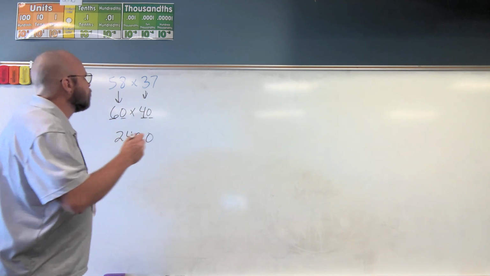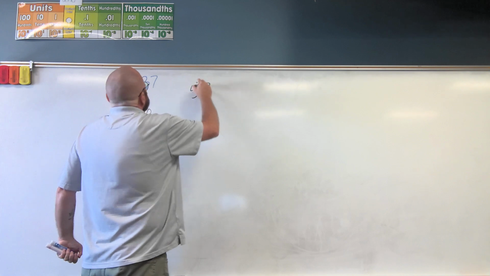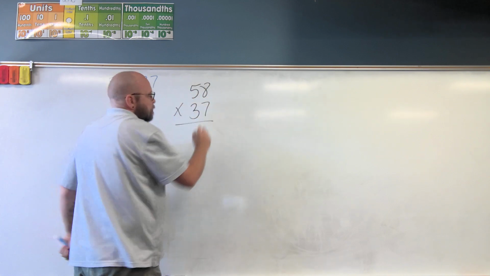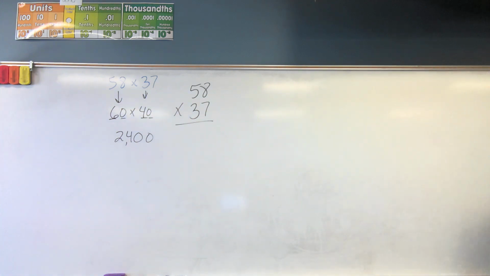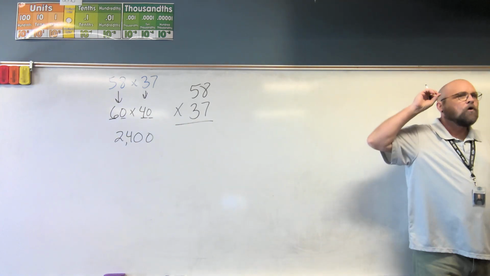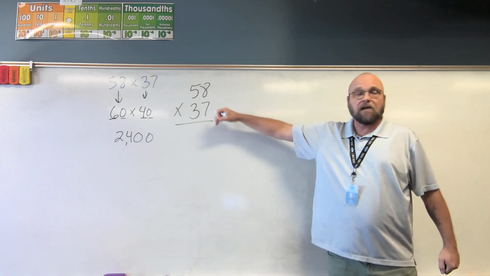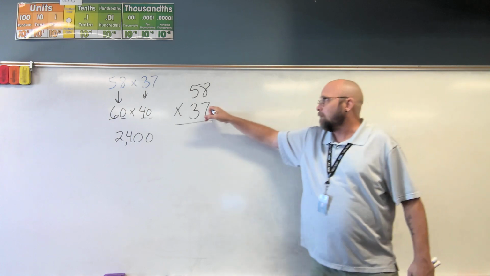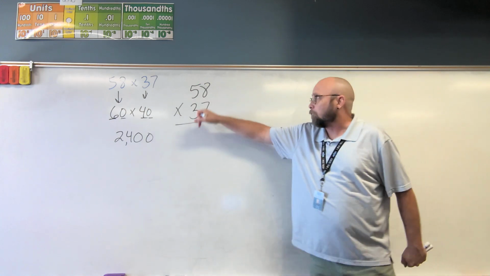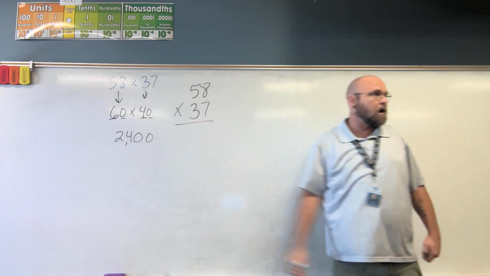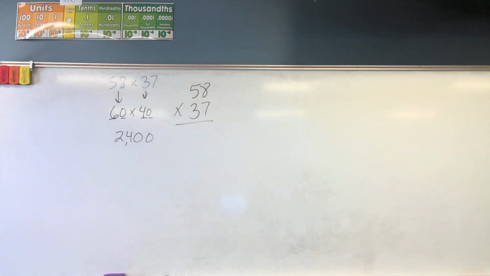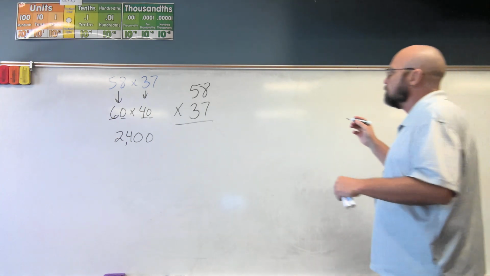All right, so let's look at the problem. We have a couple different ways that we can do this problem. We can do the standard algorithm. If it's written like this, you still are only multiplying a one-digit number by a one-digit number the whole way through. You're multiplying 7 times 8, 7 times 5, 3 times 8, 3 times 5. None of what I have to do is bigger than a one-digit number times a one-digit number. So we'll come back and do the standard algorithm.